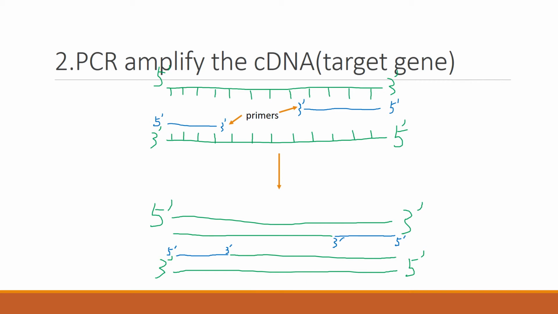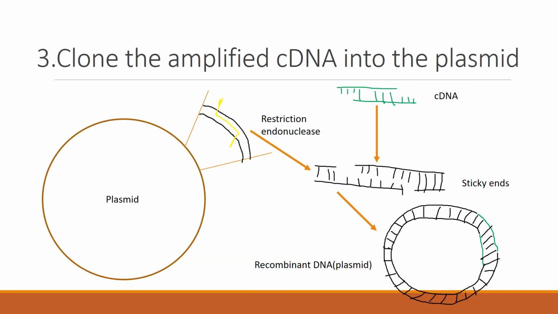Then we need to design suitable primers to start PCR amplification. Next, the amplified DNA should be cloned into the plasmids of bacteria. Before cloning, we should cut the plasmids with restriction endonucleases. It will be better if it is a sticky end, because it is more specific for the DNA ligase to pair the bases.